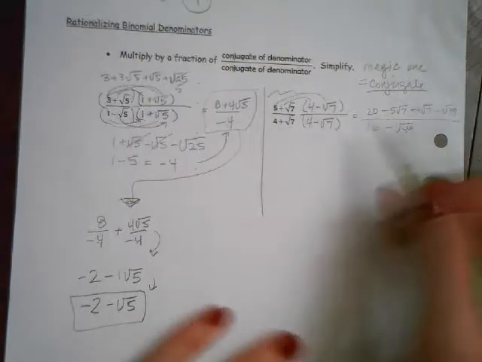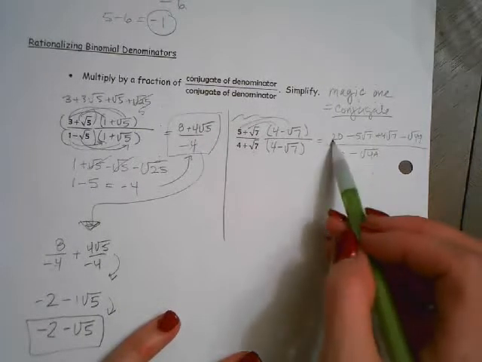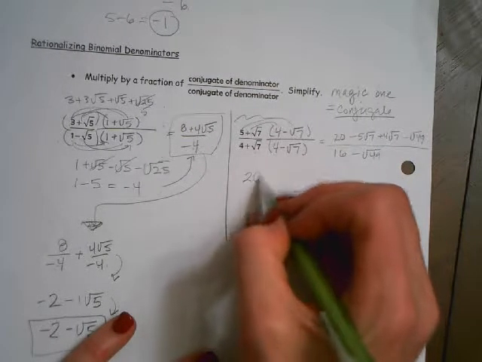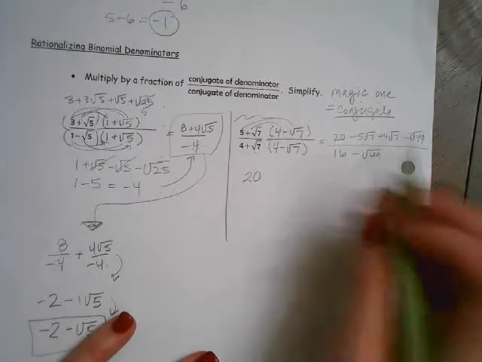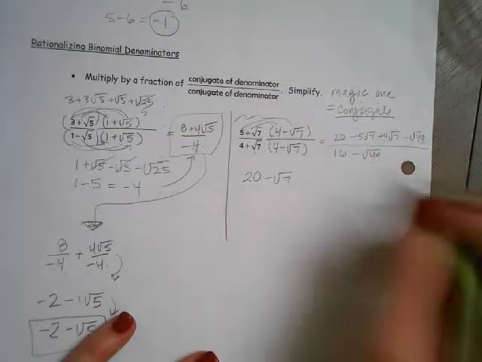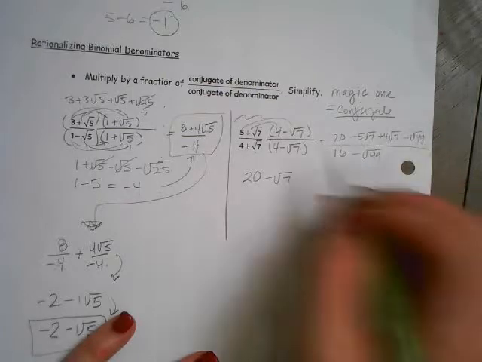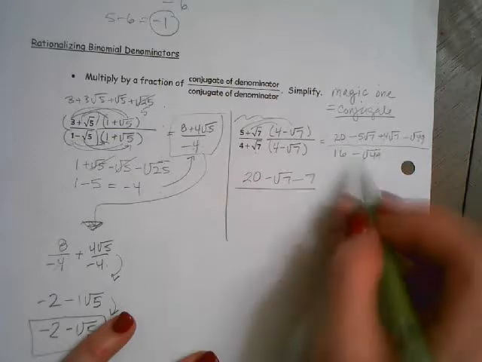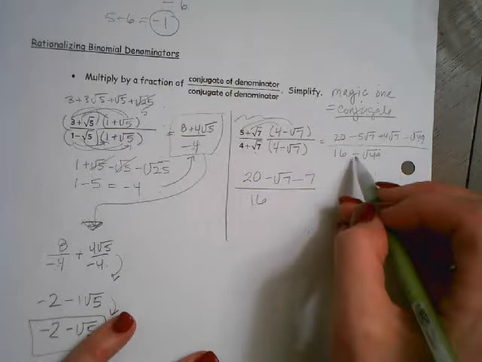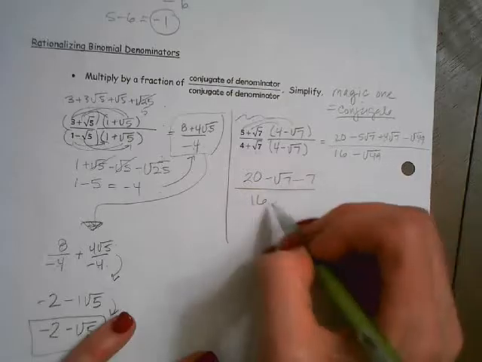So now I can simplify and reduce. I have 20 here. I can combine my square root of 7, so that's a negative 5 plus a 4, that's minus square root of 7. And then I have a negative square root of 49, which is just minus 7. My bottom then becomes 16, and I have minus square root of 49, that's minus 7.